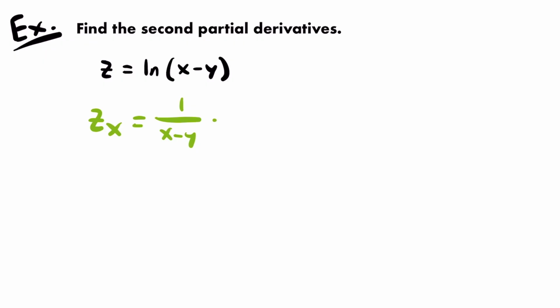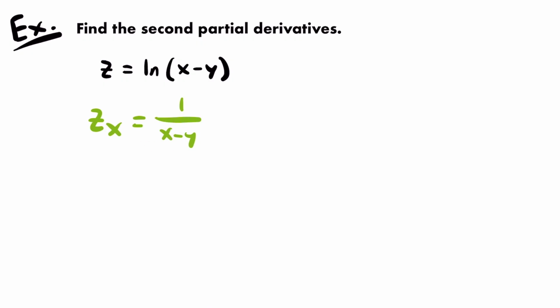But what would the derivative of that be? Well, the derivative of x is 1, and the derivative of negative y would be 0 because we're treating y as a constant. So the derivative there is 1 minus 0, which would just be 1. So we're multiplying 1 divided by x minus y by 1, which doesn't change anything. So the partial derivative of z with respect to x is just 1 divided by x minus y. All right, so that's good.